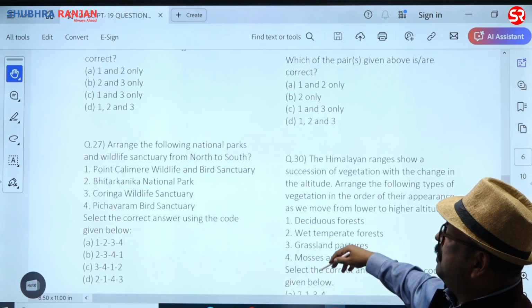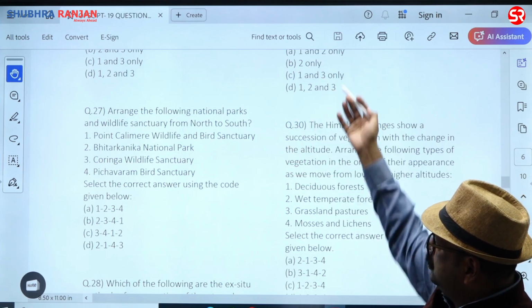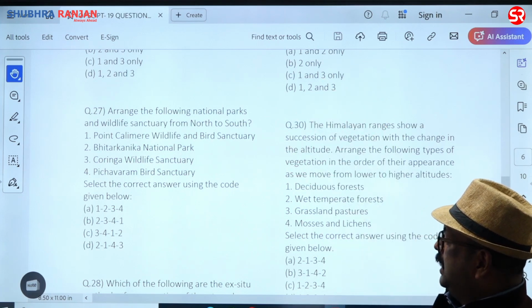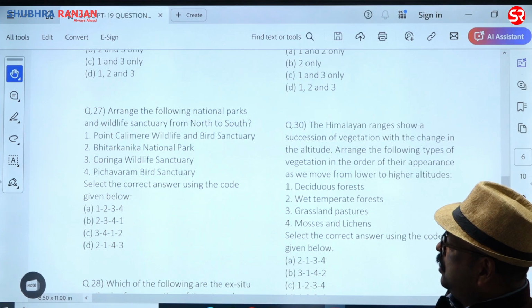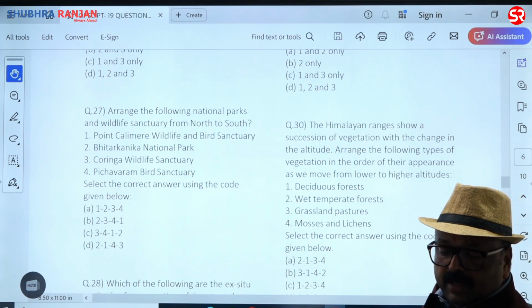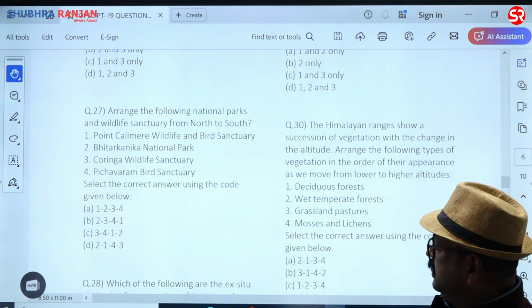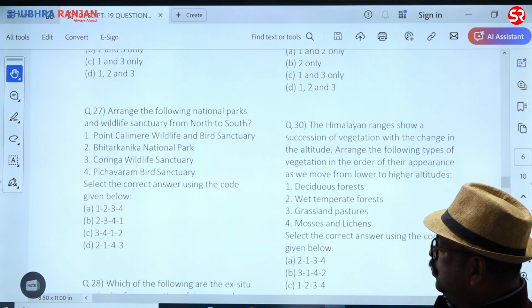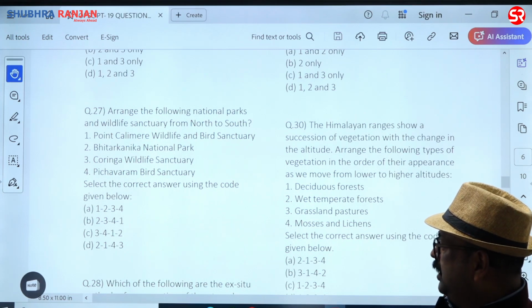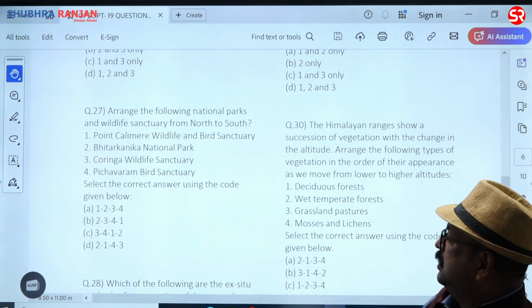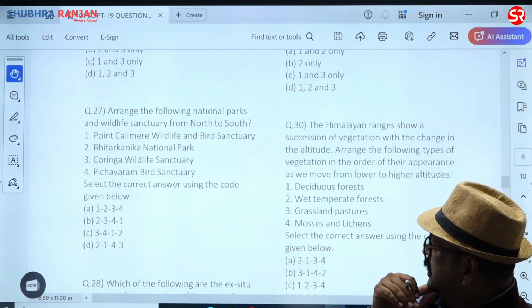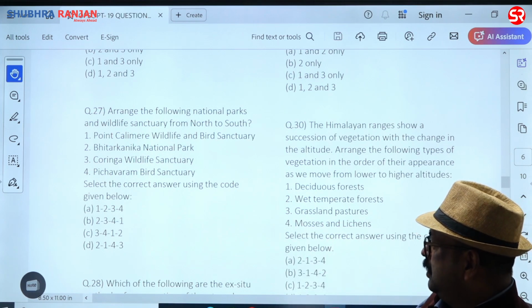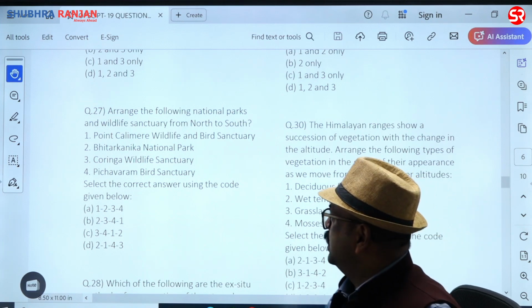Arrange the following national parks and wildlife sanctuaries from north to south. पॉइंट कैलिमियर, भाई सबसे साउथ में तो यही दिख रहा है. भितरकणिका, ओडिशा. कोरिंगा, आंध्र प्रदेश. पिचावरम. Again we have the answer. सबसे साउथ में हो जाएगा पॉइंट कैलिमियर, तो 1 इज द लास्ट और ऐसा एक ही है बच्चे. So B, let's find out more. So 2 भितरकणिका, then Koringa, then 4 Pichavaram, and yes option B is going to be correct.